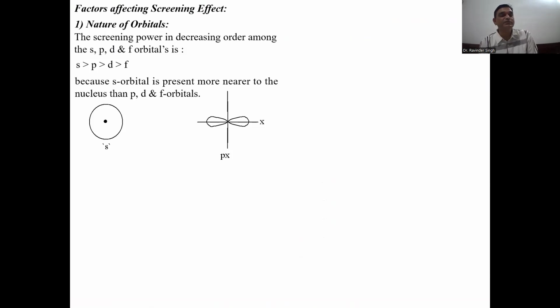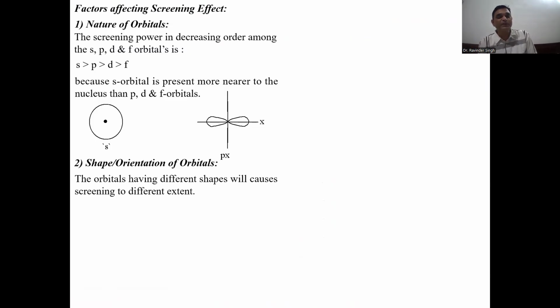Why is there that much difference between the screening power of these s, p, d, and f orbitals? As the s orbital is present nearer to the nucleus as compared to the p, d, and f, the screening power of s is greater than p is greater than d is greater than f. The next factor which affects the screening effect is the shape or the orientation of the orbitals. As all the orbitals don't have the same shape or the same orientation, orbitals having different shapes will cause different screening to different extents.